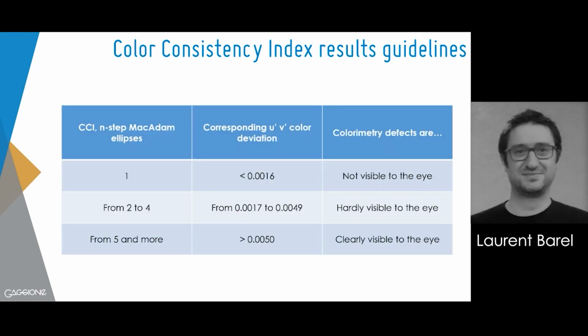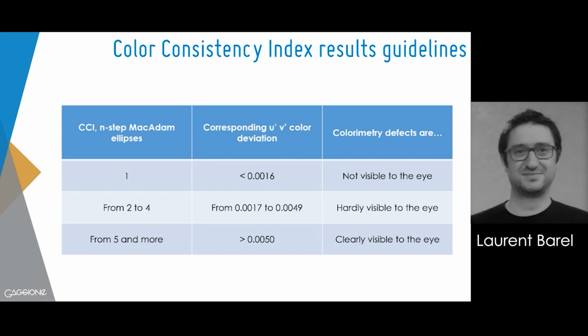Some guidelines about how to interpret some results we're going to talk about later. We're going to always express the color consistency in numbers of steps of MacAdam ellipses. So 1 step would be, I would say, perfect color mixing. Nothing would be visible to the eye. When we are between 2 and 4, depending on the application, the beam could be considered as good enough. We'll say it's hardly visible to the eye, then it's a matter of interpretation.